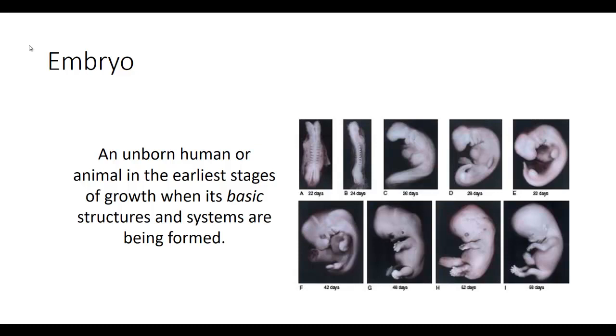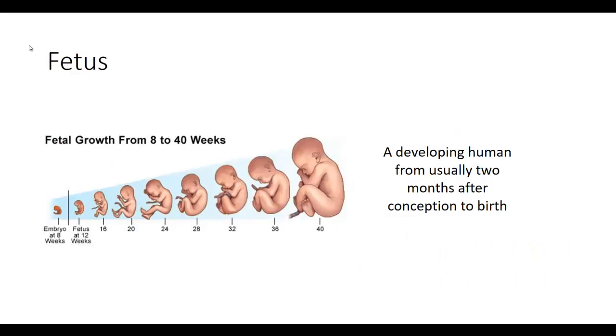The next one is embryo. It's an unborn human in the earliest stages of growth when its basic structures and systems are being formed. During the embryonic phase, the most basic items like the spine and brain are being developed within the embryo. After that, we get to the fetal phase, usually about 2 months after conception, and this is where the baby becomes more fully formed.